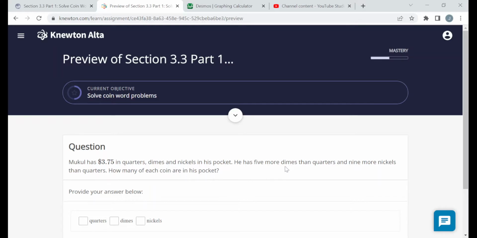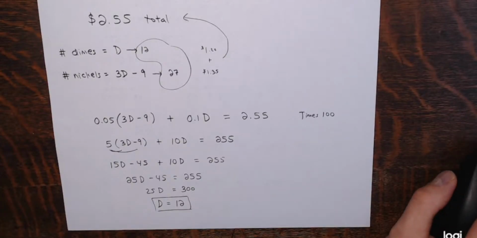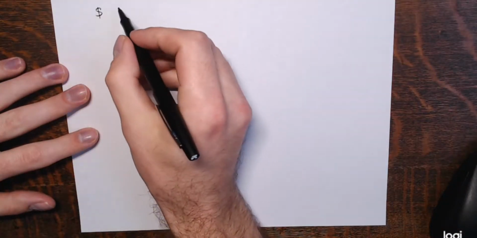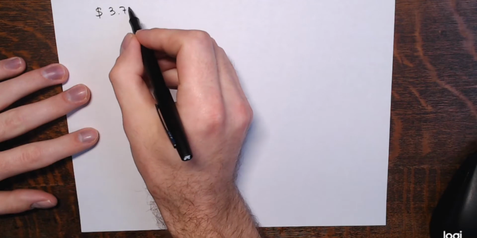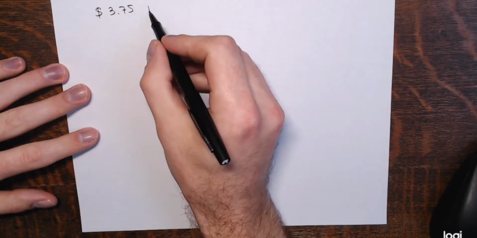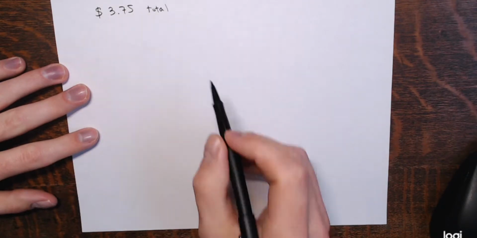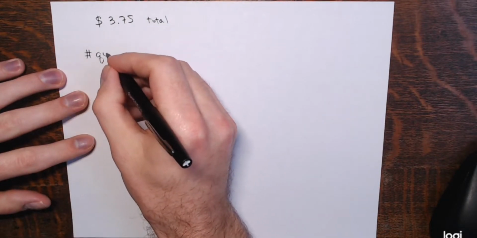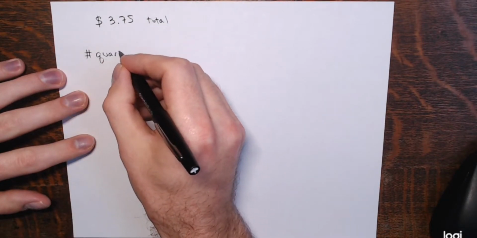Now, since they gave the dimes in terms of quarters and the nickels in terms of quarters, I'm going to call quarters some variable and then use that variable for the other unknowns. So once again, writing out the information here. So total of $3.75 in his pocket. And as I mentioned, let's say the number of quarters is Q for quarters. Right.